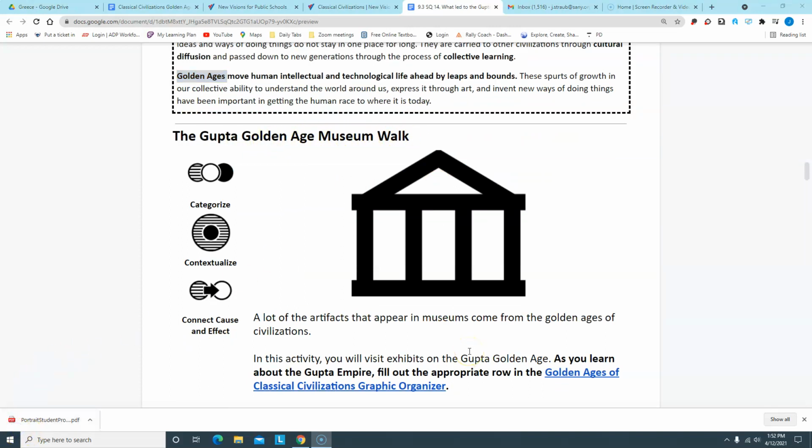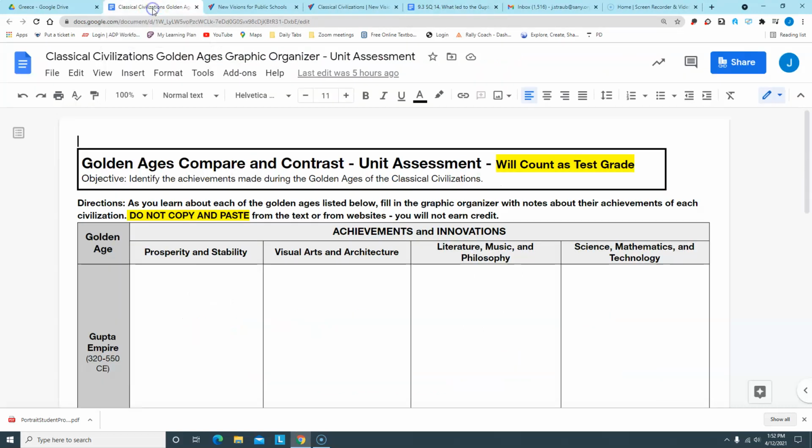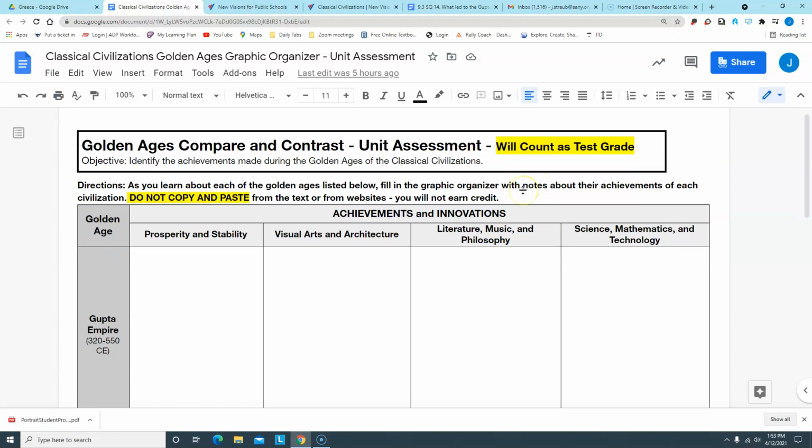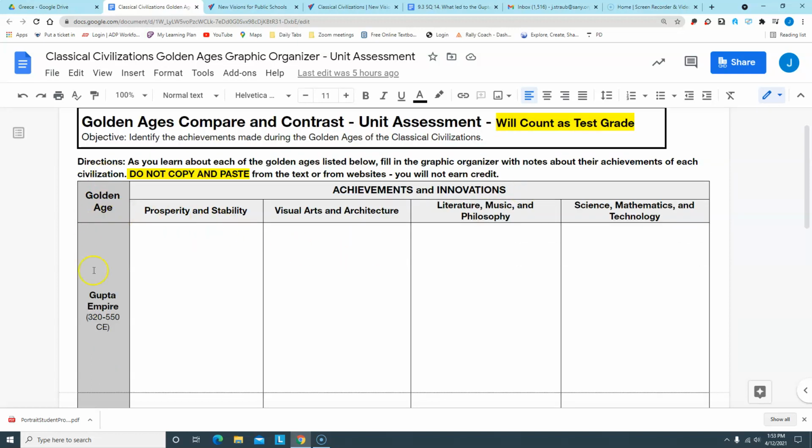All right, now at this time, in order to do this museum walk, I want you to pause and go into Google Classroom, and you're going to open up this Golden Ages Compare and Contrast chart. It's posted in Google Classroom. This is going to count as a test grade, but you can use your Edpuzzle and your notes on this. And when you open this up, you're going to see this chart.